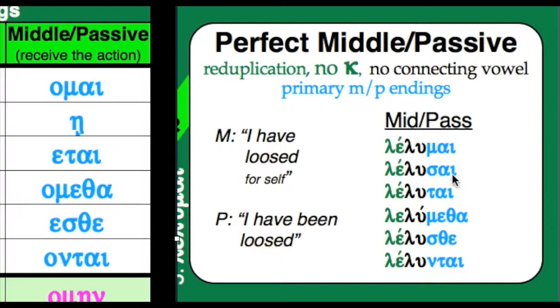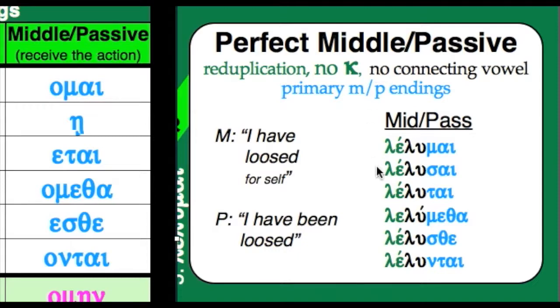And this one changed. Actually, this went through a lot of changes, and it once was a psi, but that's more information than you need. Just realize when you see mai, sai, tai, metha, sthe, ntai, just tacked right on to the stem like that. Lelumai, lelusai, lelutai, lelumetha, lelusthe, lelontai, rather than omai, ei, etai, ometha, esthe, ontai. When you drop that connecting vowel, that's a great sign that you're looking at a perfect middle passive form.